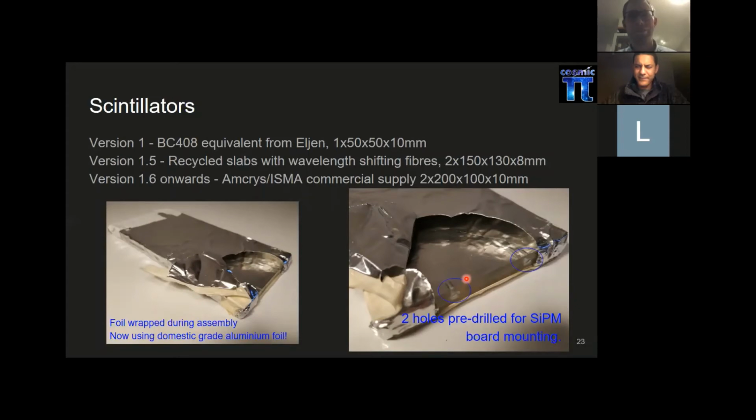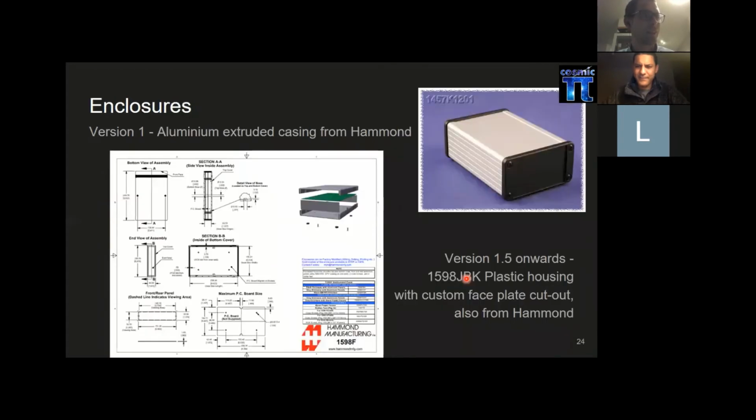It's not an ideal way of fixing it, but we find that it's actually quite robust and it works reasonably well. So that's the story of our scintillators. And of course, it would just be some electronics on the desk without an enclosure.